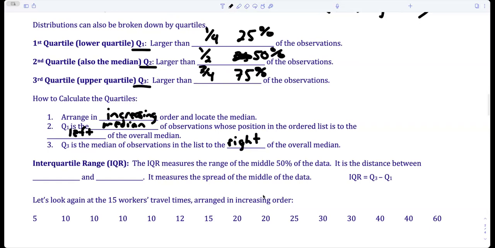And then we have the IQR. The IQR measures the range of the middle 50% of the data. It is the distance between Q3 and Q1. It measures the spread of the middle of the data. So IQR right here is always Q3 minus Q1.